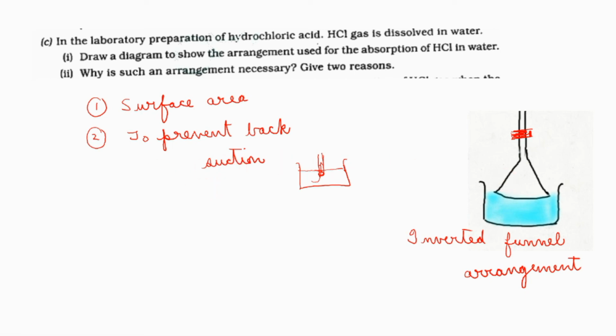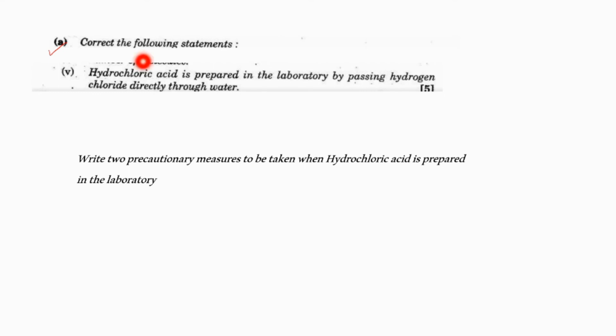Got it? Now see this question. Correct the following statements. Hydrochloric acid is prepared in the laboratory by passing hydrogen chloride directly through water. Do you agree? It is a wrong statement. It is a dangerous method also. So we will go for a funnel arrangement. An inverted funnel arrangement is used for the preparation of hydrochloric acid in the laboratory. You should write that. That is a correct statement. So we got that answer also.